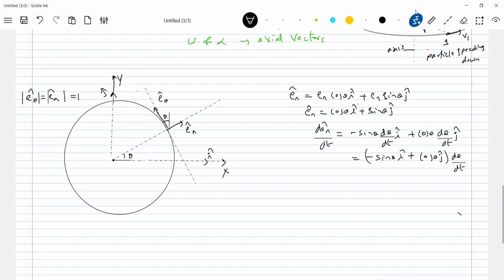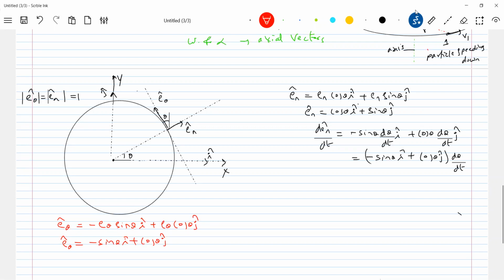I'll define one more quantity. Here Er bar I will define, E theta cap, let me define. So what is E theta cap from the diagram? Minus E theta sin theta i cap plus E theta cos theta j cap. The magnitude is 1. So minus sin theta i cap plus cos theta j cap.